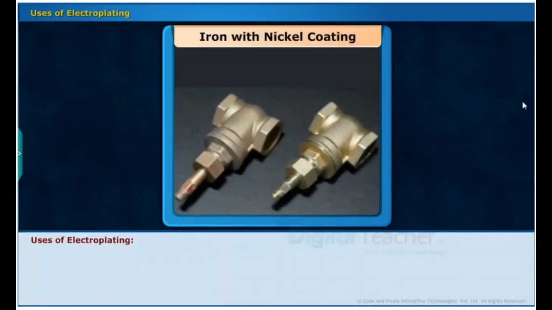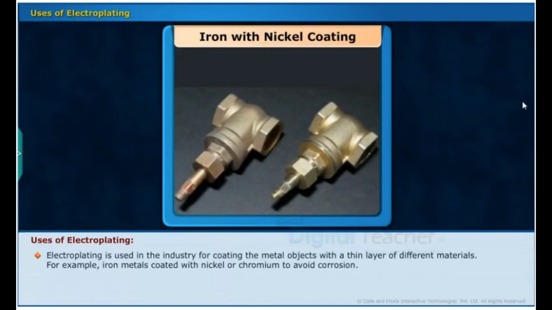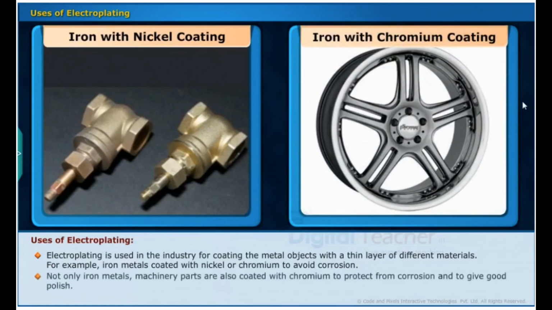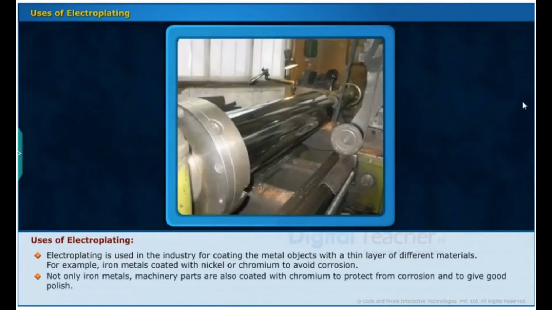Uses of electroplating. Electroplating is used in the industry for coating the metal objects with a thin layer of different materials. For example, iron metals are coated with nickel or chromium to avoid corrosion. Not only iron metals, machinery parts are also coated with chromium to protect from corrosion and to give good polish.